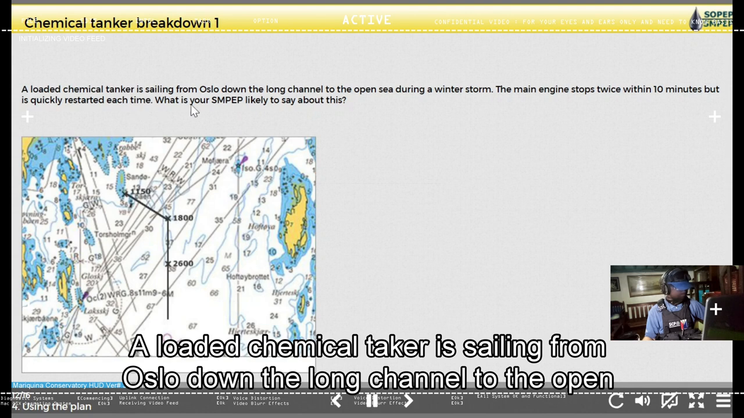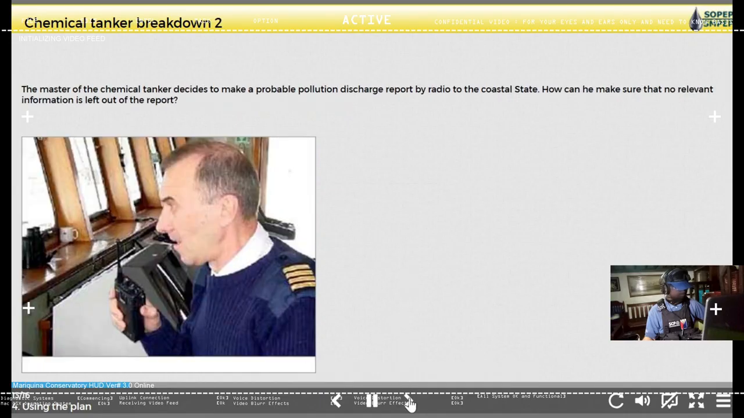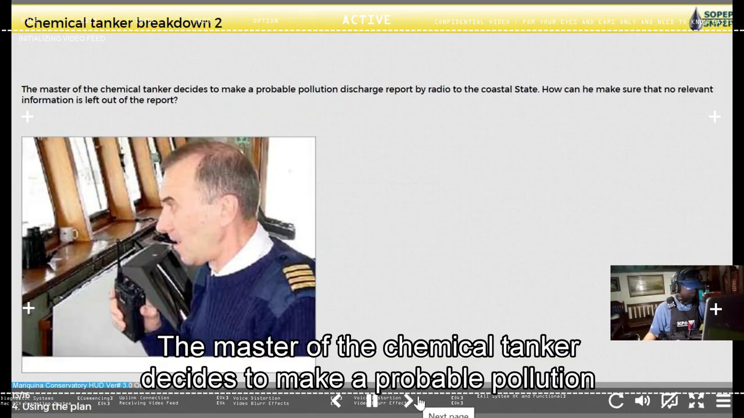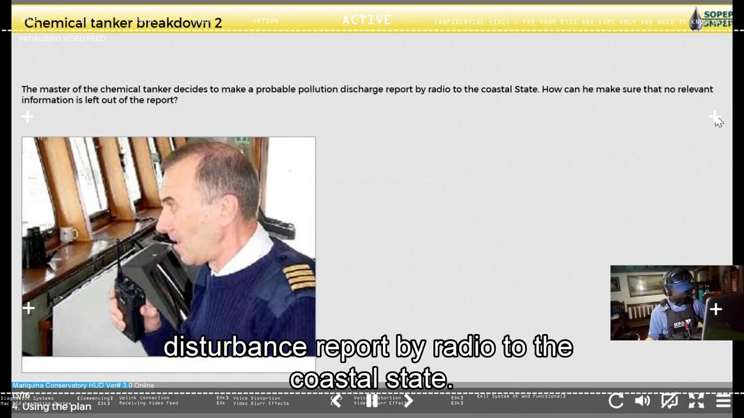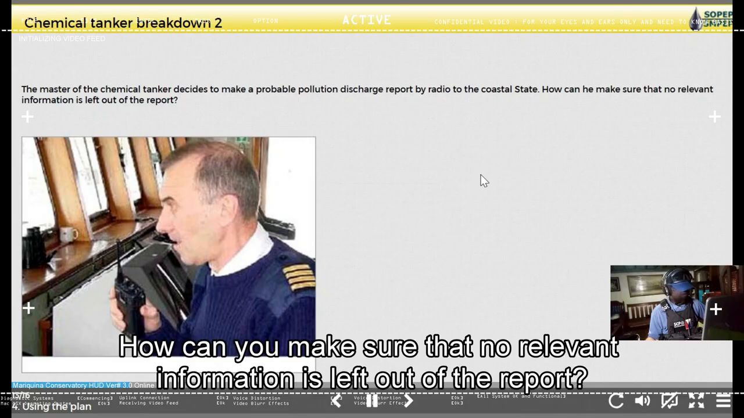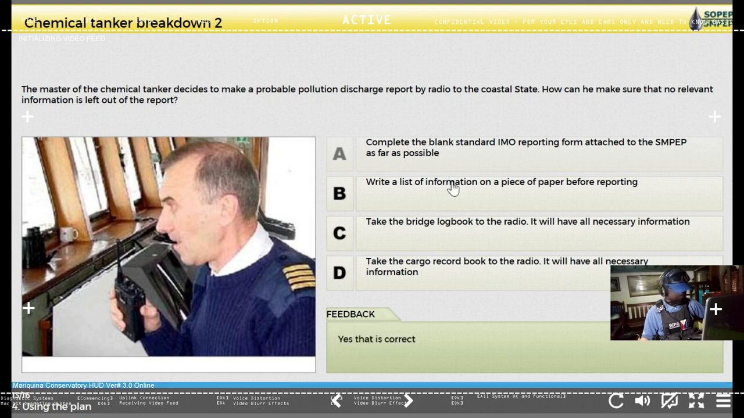A loaded chemical tanker is sailing from Oslo down the long channel to the open sea during a winter storm. The master of the chemical tanker decides to make a probable pollution discharge report by radio to the coastal state. How can he make sure that no relevant information is left out of the report? Okay, so this is mostly for chemical tankers. I'm mostly involved in oil tankers, although in my early years I was working with a chemical tanker. I don't know, maybe A? Oh, okay, A is a nice one.